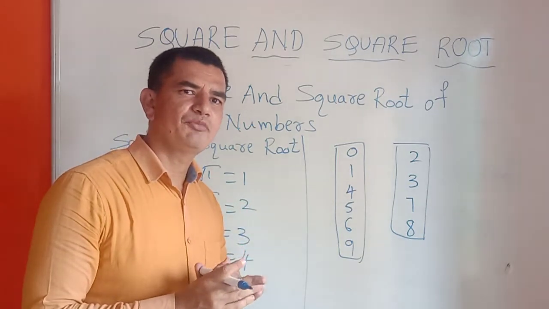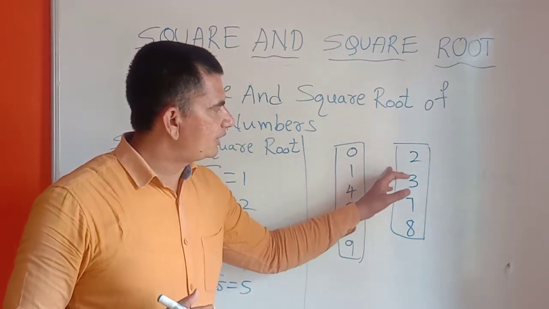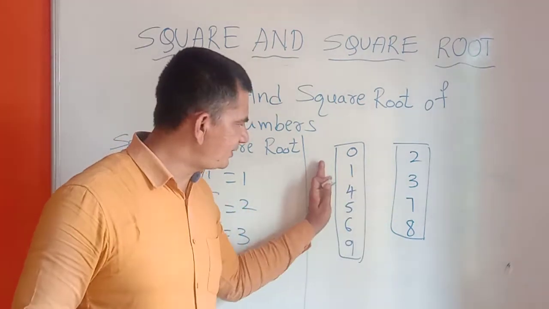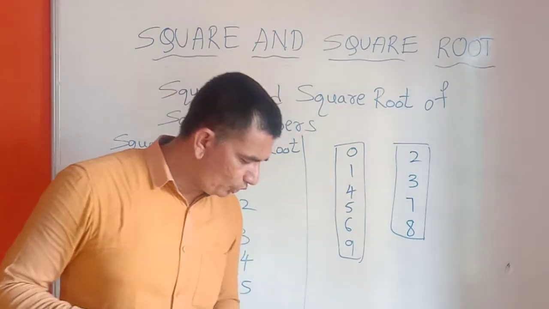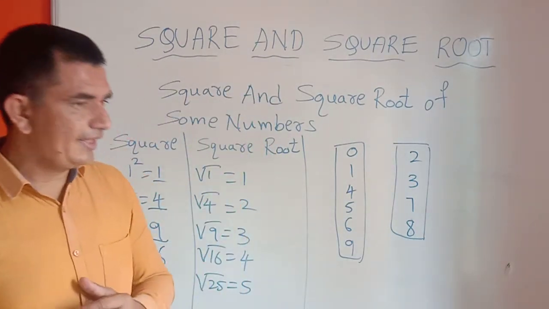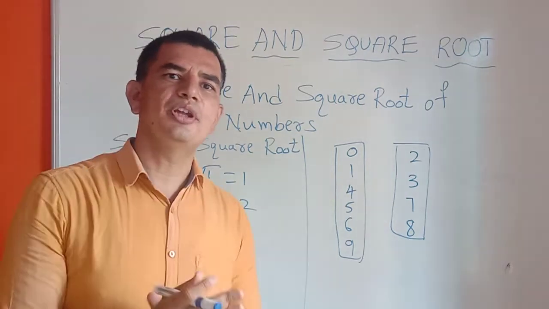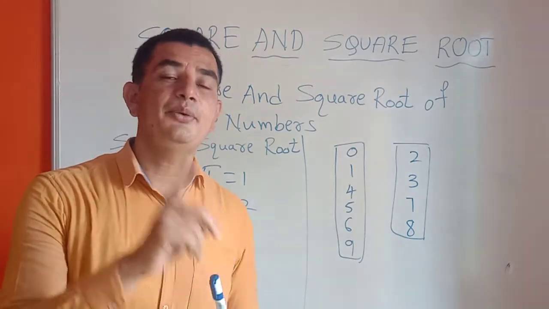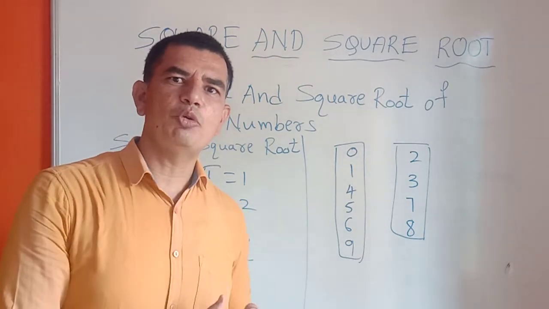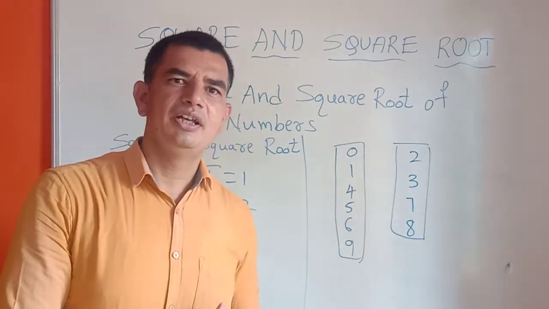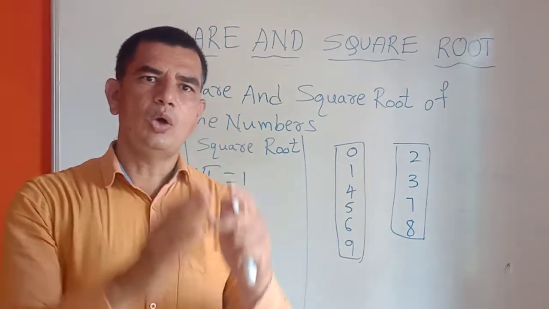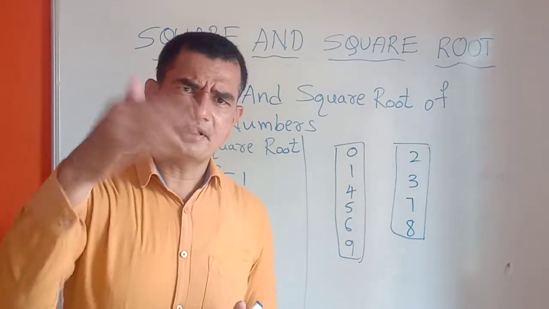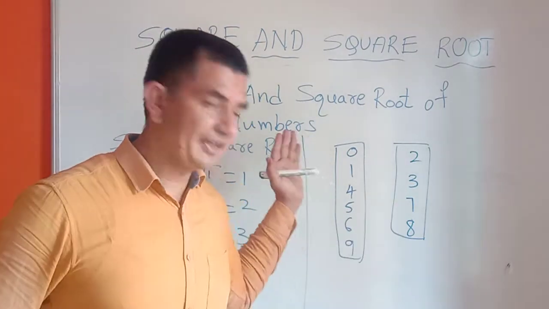Students, the numbers ending with 2, 3, 7, 8 are not perfect square numbers, and the others may be perfect square numbers. Now to find these square roots, there are two methods, mainly the factorization method and the division method. Now I will explain the factorization method, how we can find the square root of any number, big or small. So let's see that.